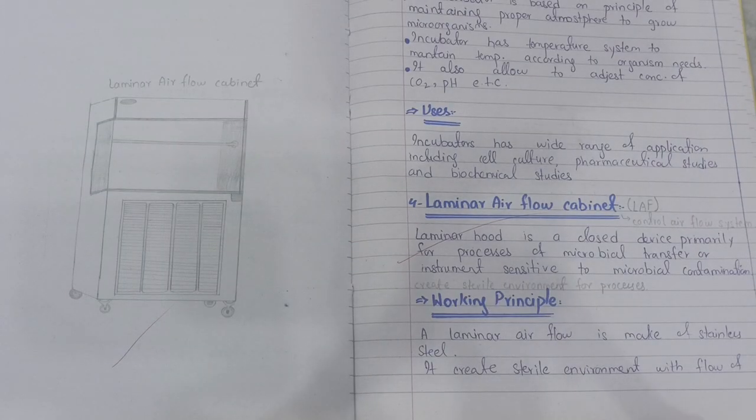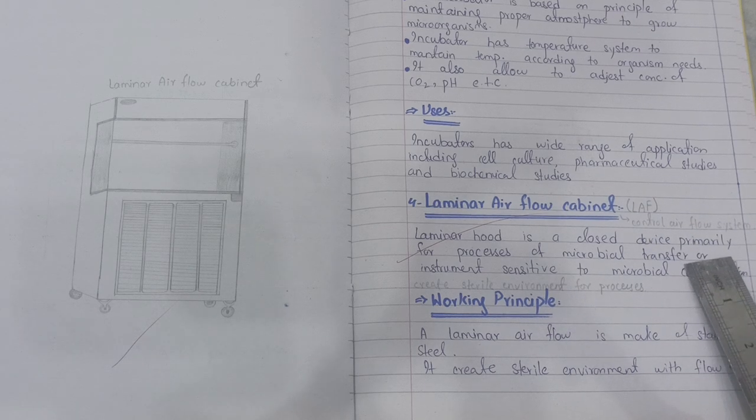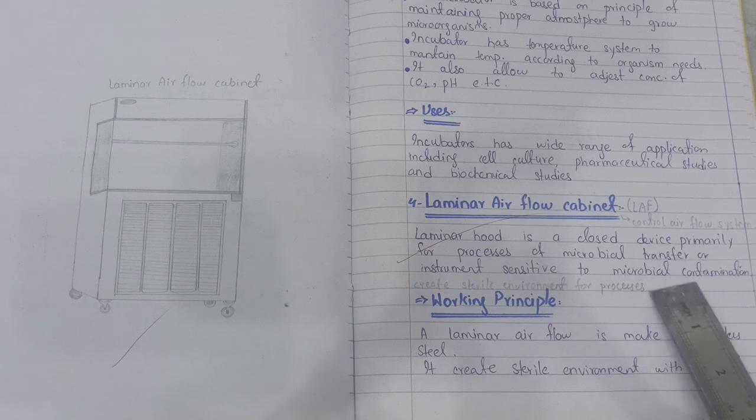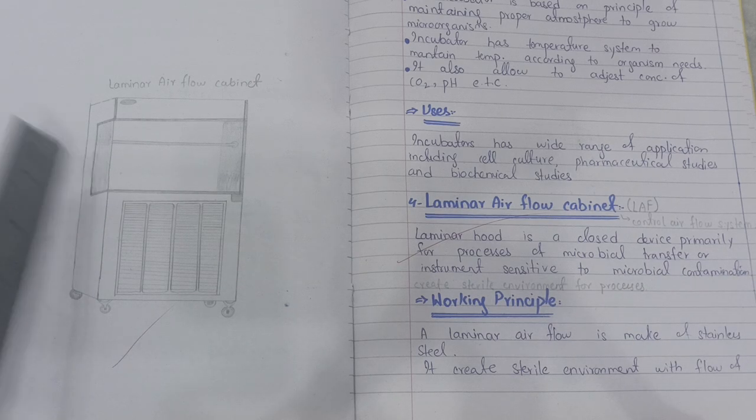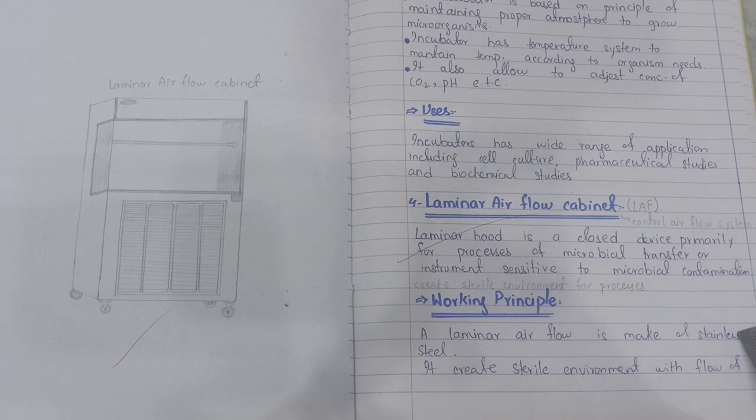So what are the uses of incubators? They are used to grow a lot of various microbes. Then there is the laminar airflow cabinet. It is a device that is used for the process of microbial transfer in a sterilized environment, as you can see here in the picture of laminar flow. It is made up of stainless steel and has a very sterilized environment.